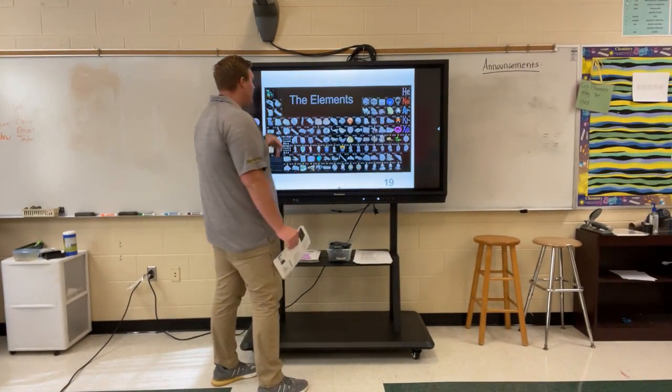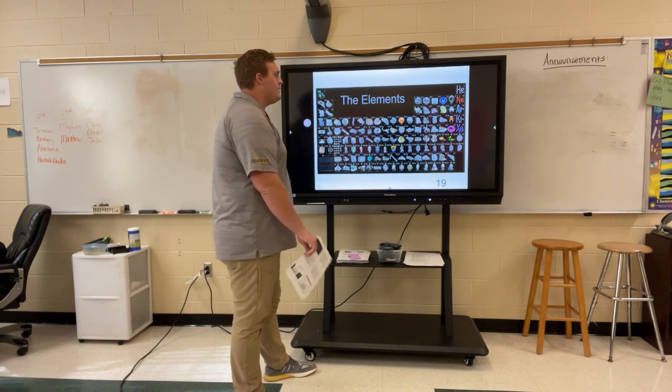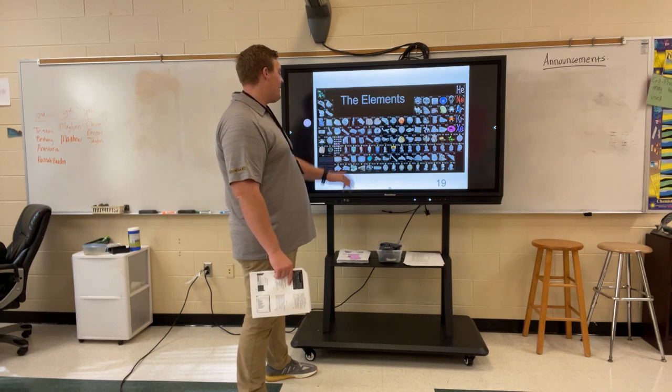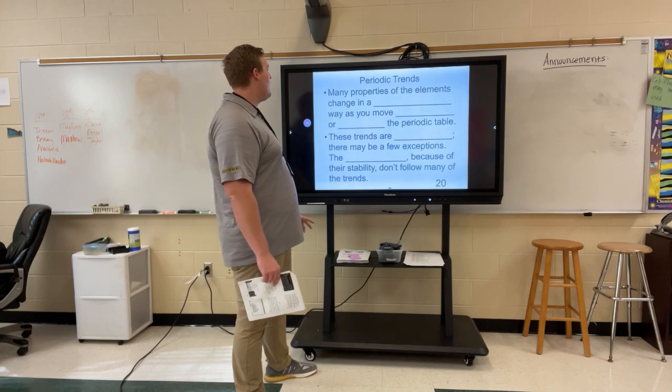All right, so here's just a periodic table with all the elements. Notice that most of them are really shiny metals. Okay, some of them aren't even solids, right? So some of them we can't even isolate by themselves. So it's pretty cool. All right.